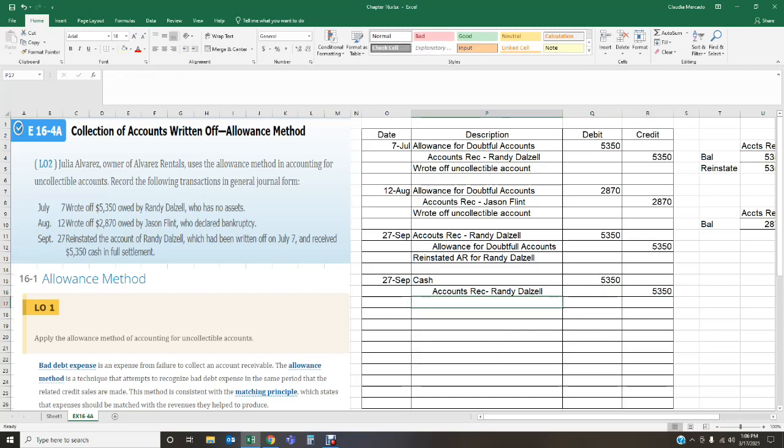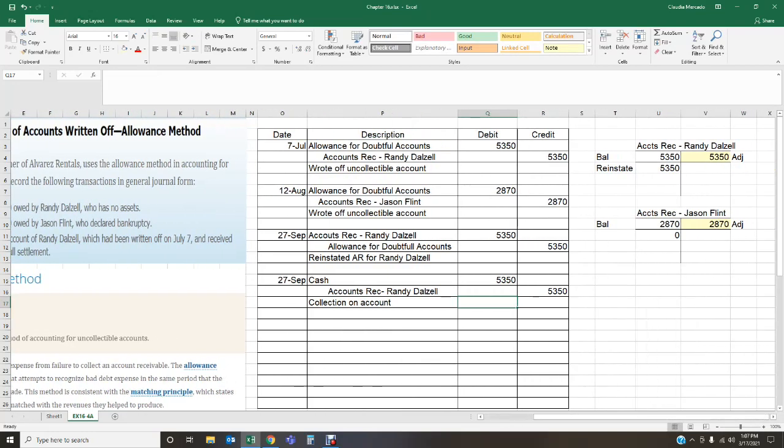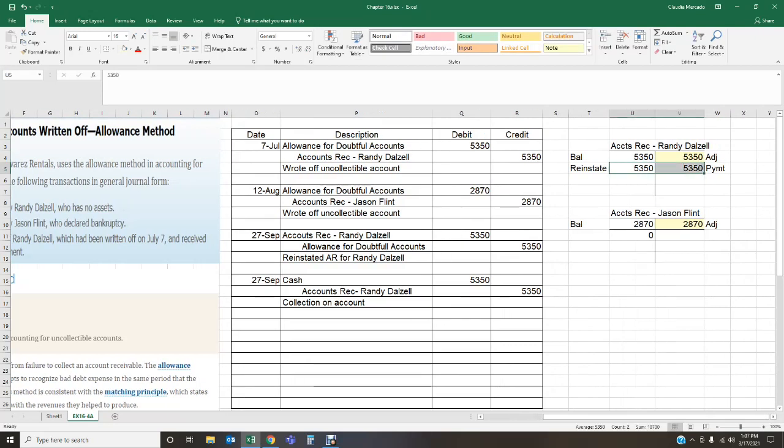So what I'm doing here is the actual collection on account. This entry is to record the actual cash received. So we received cash of $53.50, and I'm going to apply that cash towards my accounts receivable balance for Randy. So I'm going to credit this. This is for the actual payment. So once again, the account is at zero balance. The first entry was what he owed us. We wrote it off, then here we reinstated, and then this is the payment that we received. And at the end of the day, Randy's accounts receivable has been cleared.